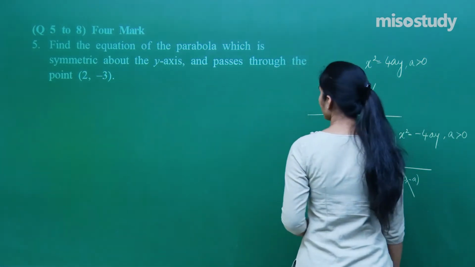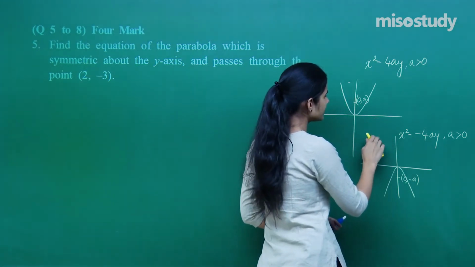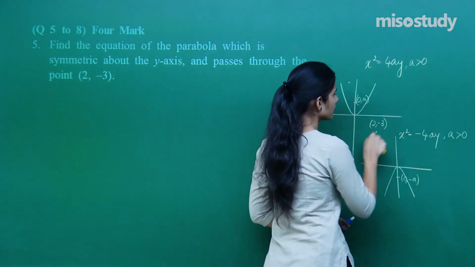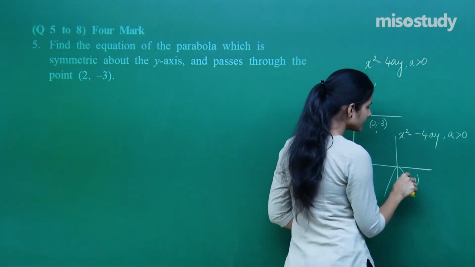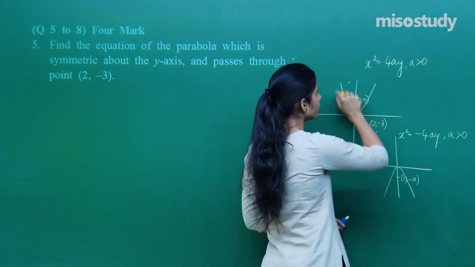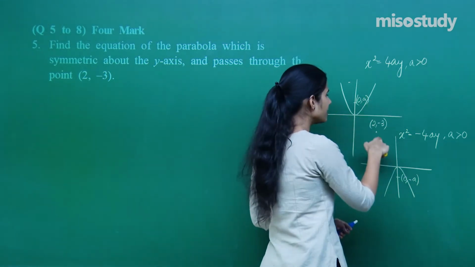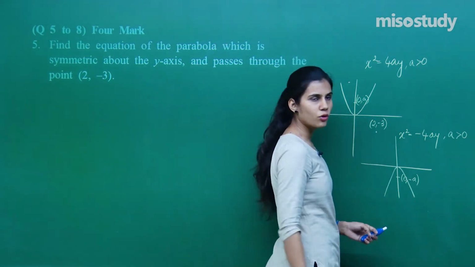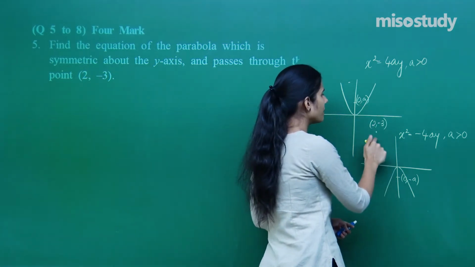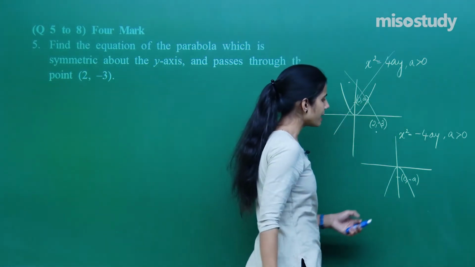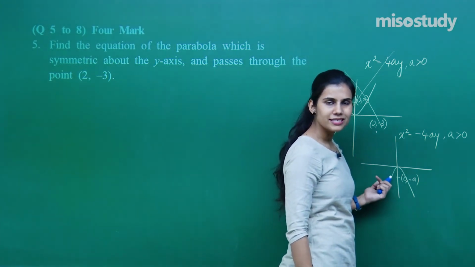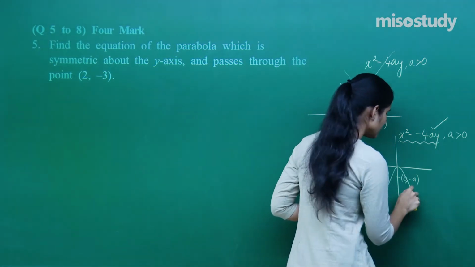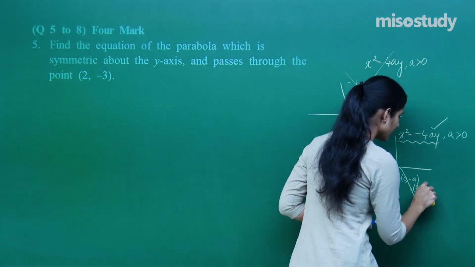It is saying the parabola passes through 2, minus 3. 2, minus 3 is a point lying in the 4th quadrant. If the point is lying in the 4th quadrant, you can see if this is the parabola which is symmetric about y-axis, it is never ever going to pass through the point 2, minus 3 because it is only containing points coming from 1st and 2nd quadrant. So never ever I can have this parabola passing through 2, minus 3. That means the parabola which is symmetric about y-axis passing through 2, minus 3 is definitely this one. Is it clear? Somewhere here would be say 2, minus 3.